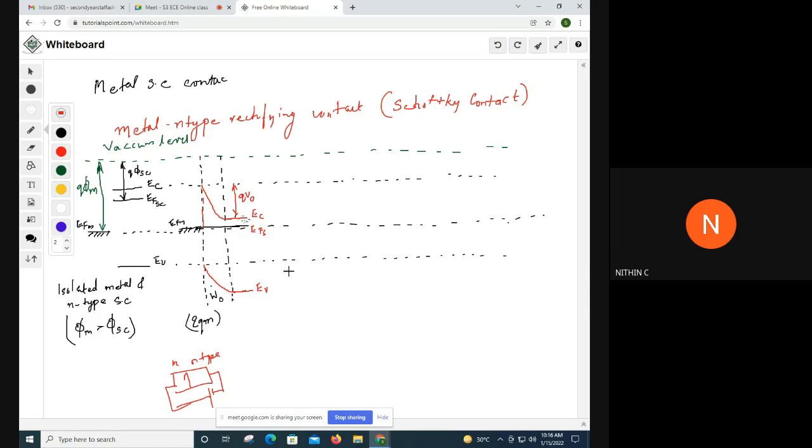Tell me, when I am applying forward bias, I have mentioned that this depletion width decreases. Along with that, this barrier height also will decrease. So in that case, the energy band diagram on the semiconductor part has to move upwards or downwards. Does this EC move upwards or downwards? Tell me.